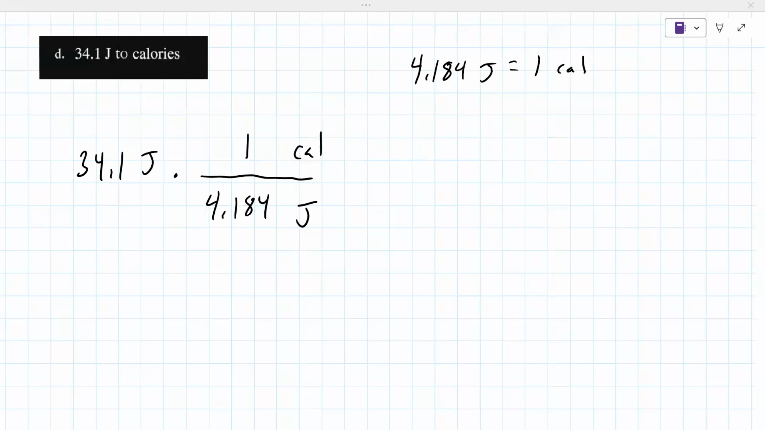All right, so let's move on here to something different. Oh wait, can you say the answer? Is it 8.15 calories? Yeah, it's 8.15 calories. All right.